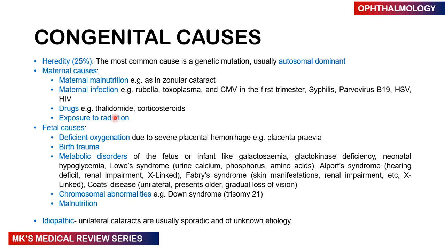Then of course you may have Coats disease, which usually tends to present unilaterally and presents in a much older child where you get a gradual loss of vision. You may have some common chromosomal abnormalities such as Down syndrome, trisomy 21. Even malnutrition can be one of the fetal causes that may result in congenital cataracts. Then of course it may be idiopathic, so you may not really know what is causing the cataract.